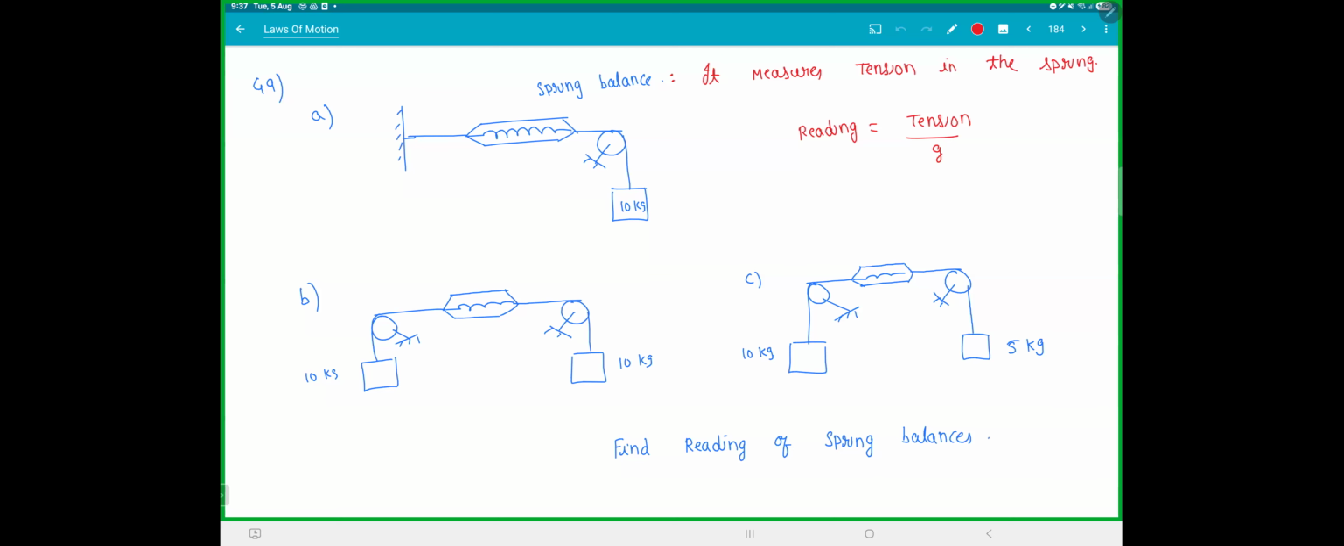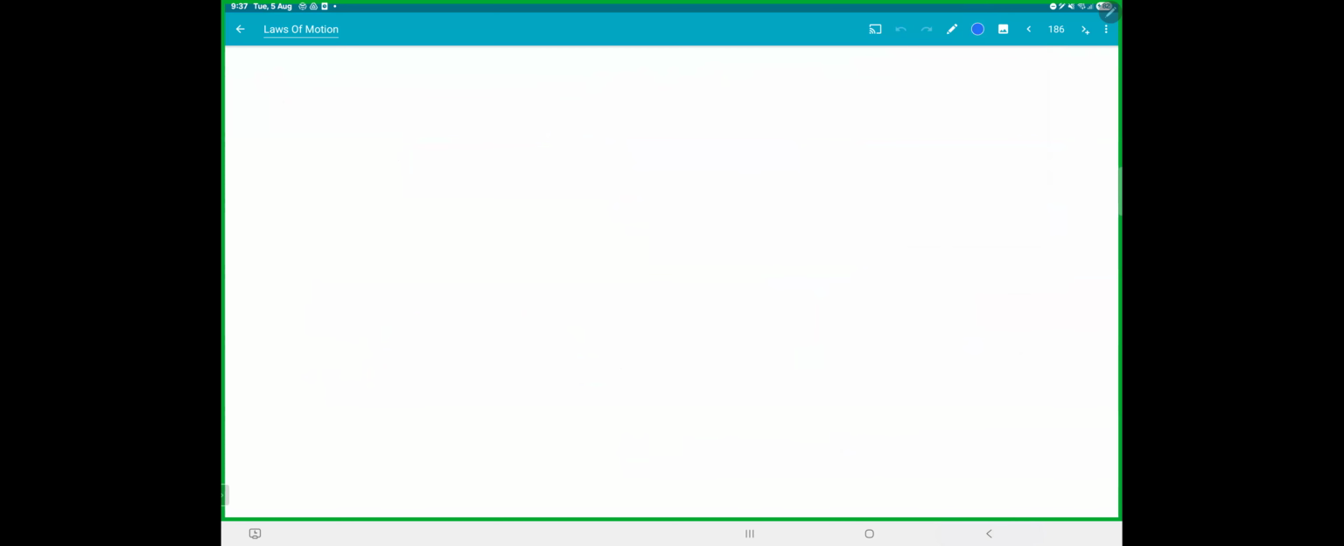Let's see the third part. System won't be in equilibrium because the masses are unequal. This whole thing will start accelerating.